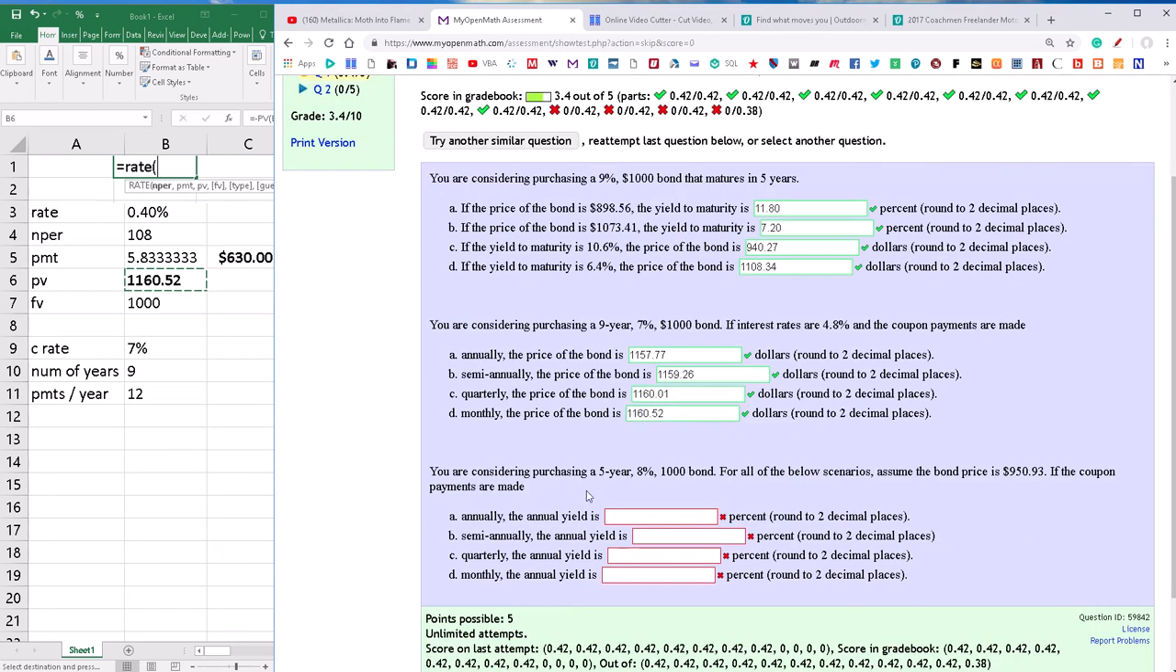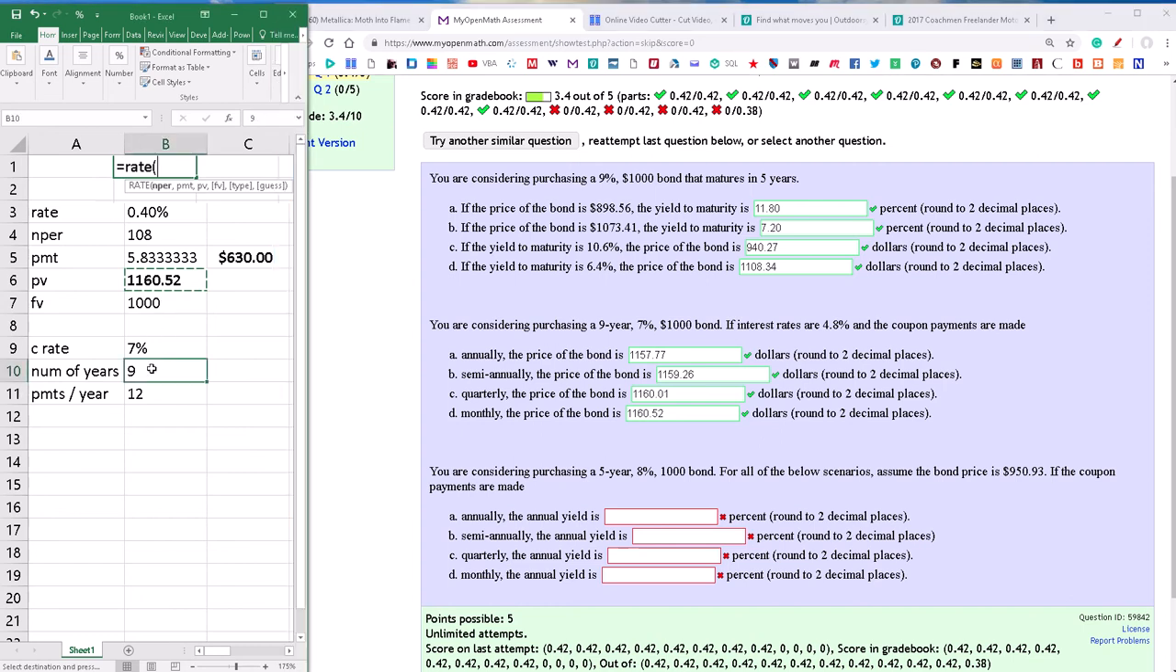Okay, now you are considering, in scenario 3, a 5-year bond. So we're going to change this to 5-year. And it's an 8% coupon rate. It's a $1,000 bond. And the price is given: $950.93. Okay, the face value is 1,000. We'll reset this to 1.